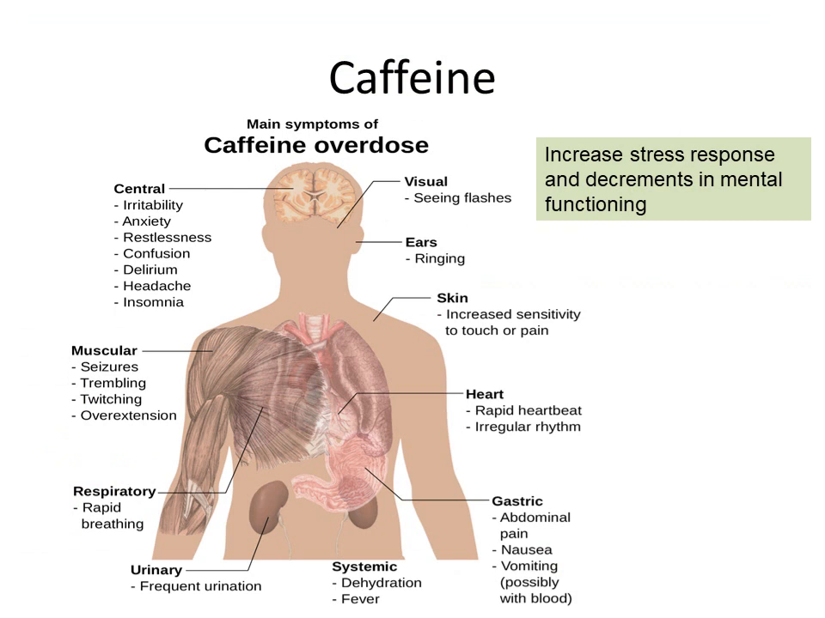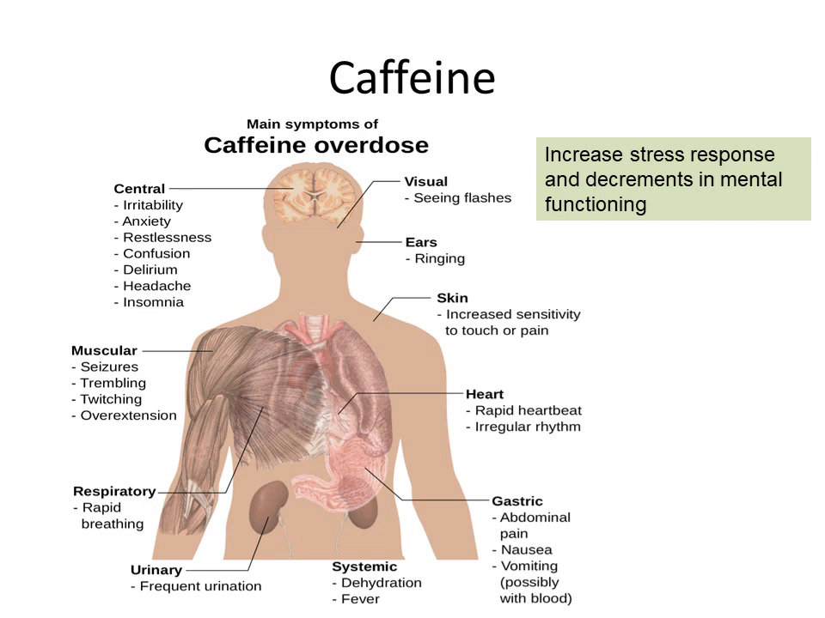What are the effects of caffeine on your body? On the central nervous system, it causes irritability and anxiety, restlessness, confusion, delirium, headache, and even insomnia. You can see flashes, you can hear ringing in your ears. The skin is going to have increased sensitivity to touch, of course, rapid heart rate.